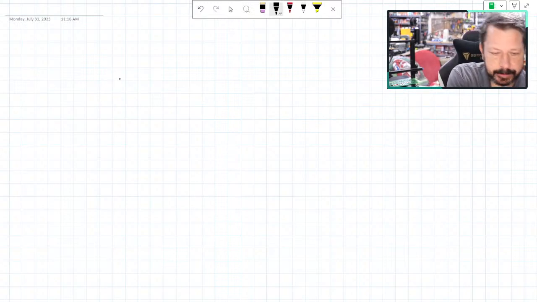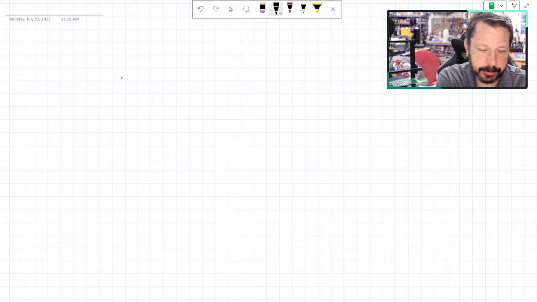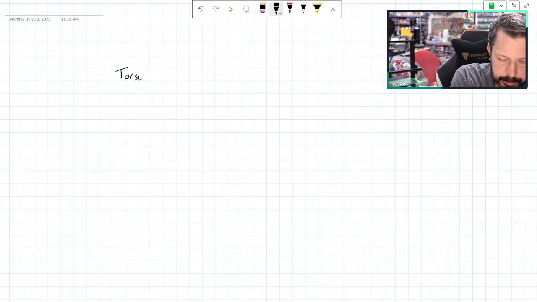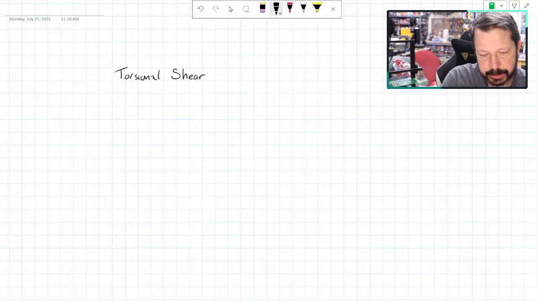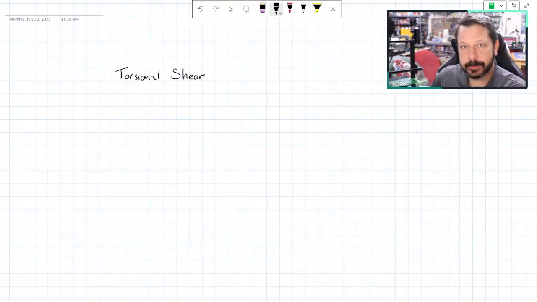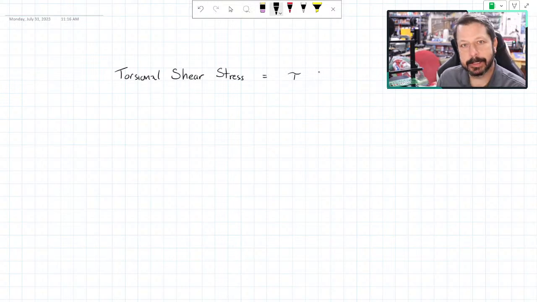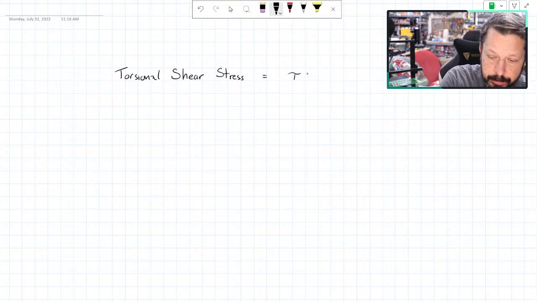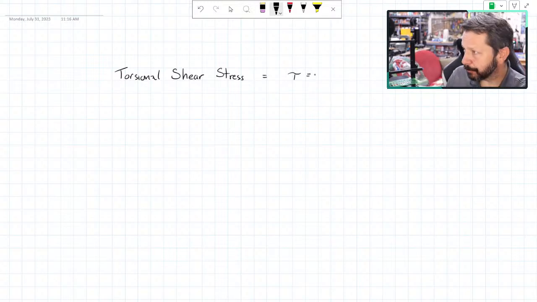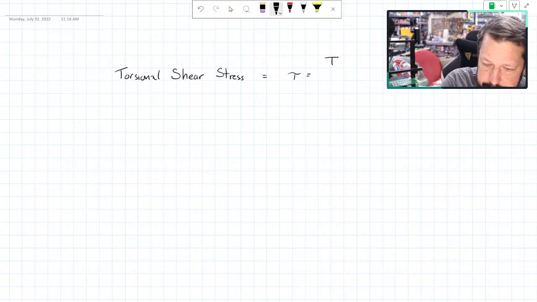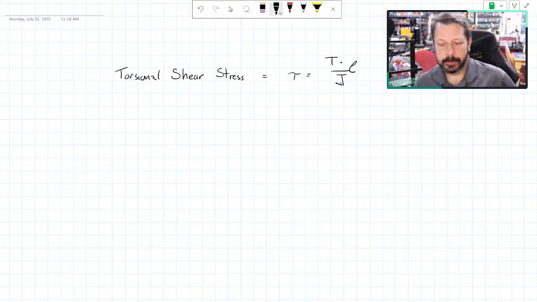The two things we've done plus the one thing we're about to do. We started with torsional, and I'm going to specify shear. This is a shear stress when we're talking about torsional stress. We had an equation, tau. It uses the same Greek letter tau that we used for shear stress before, but a different equation: tau equals T times rho over J. Hopefully you remember what those are.